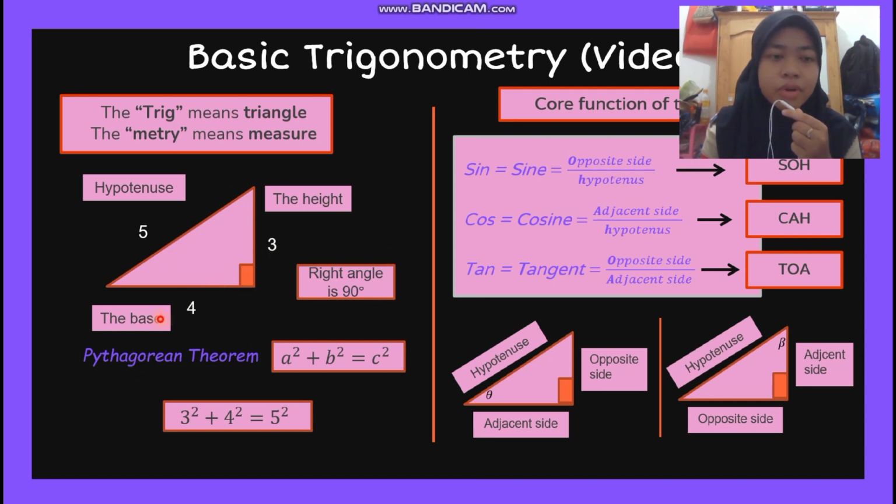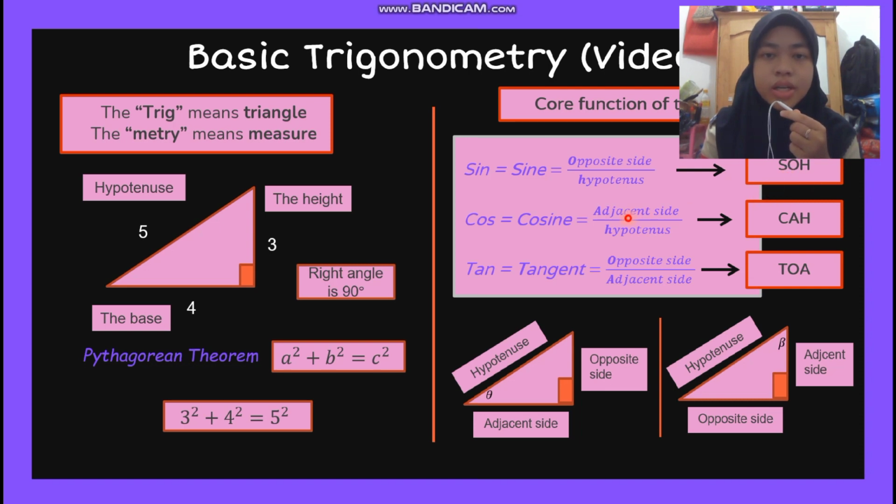And we can use the Pythagorean theorem, a squared plus b squared equals c squared, because the height is 3 squared plus 4 squared equals 5 squared. And the trigonometry functions: sine is opposite side divided by hypotenuse.